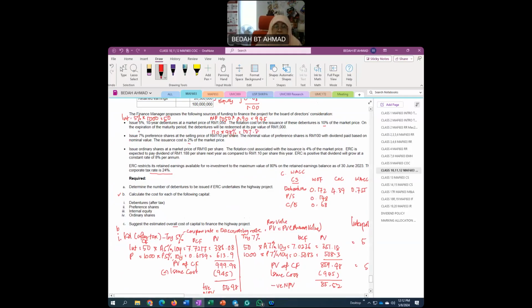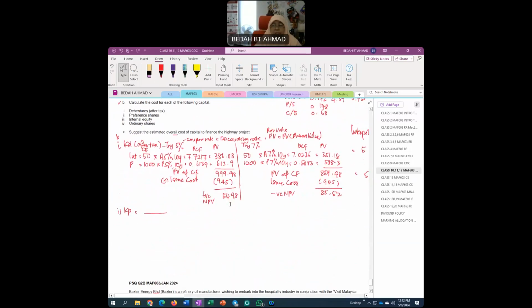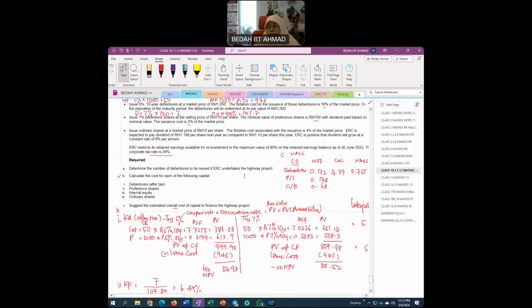So here dividend is 7% on par value. Par value is 100. So this one is nominal value, par value. So that is 7. So KP here is 7 divided by 107.8, that gives you 6.49%. Okay, so then you put it here, 6.49% multiplied by 0.148, that will give you 0.961.